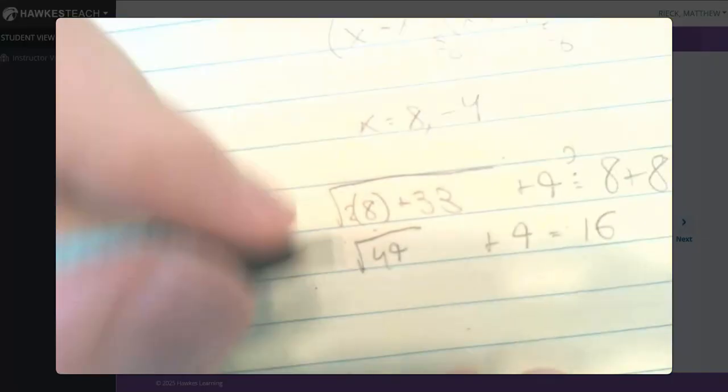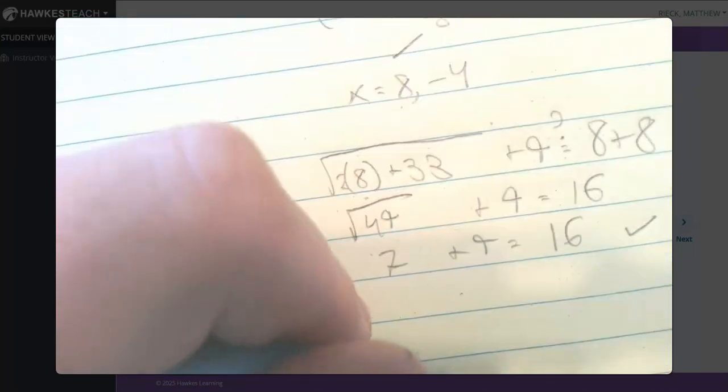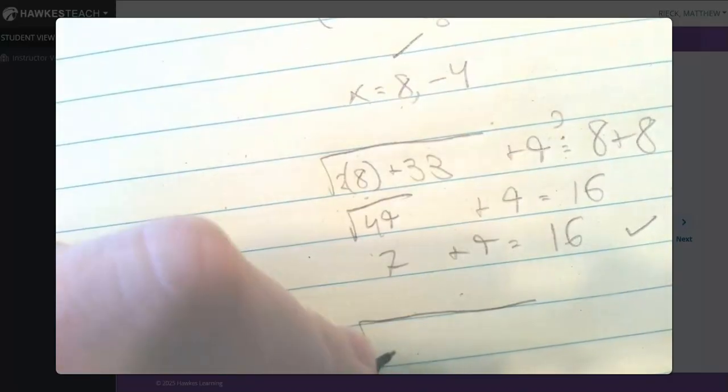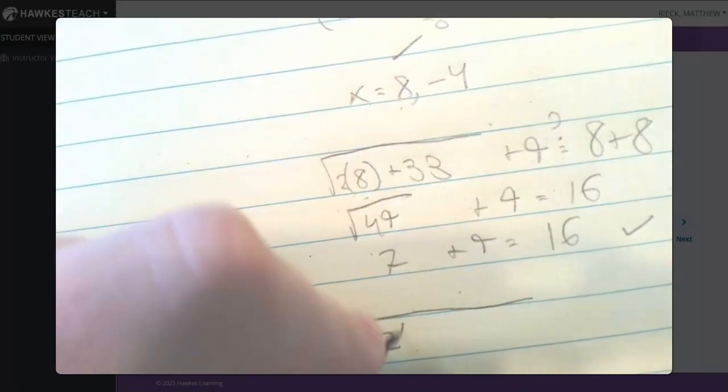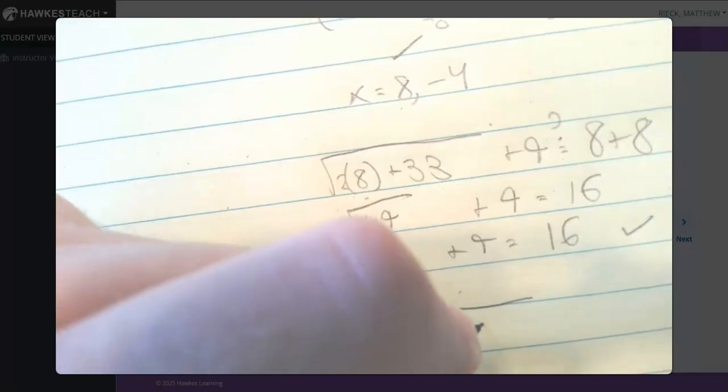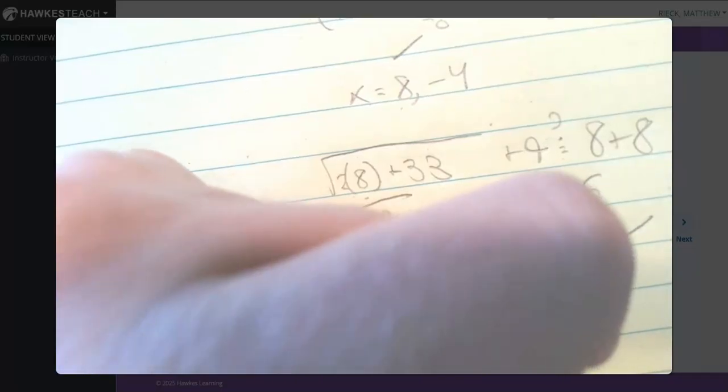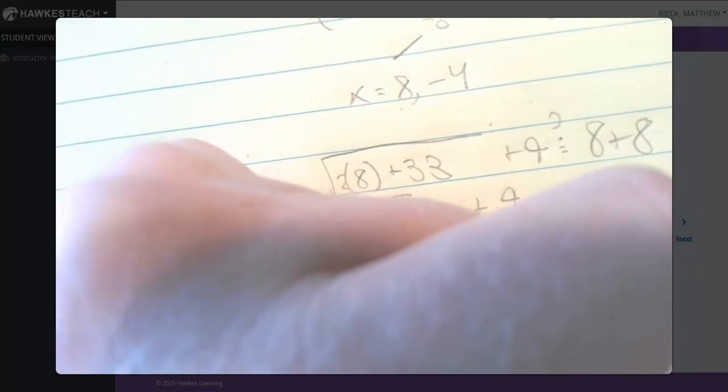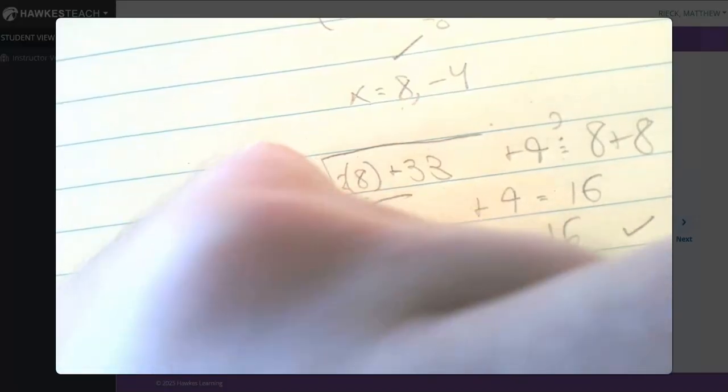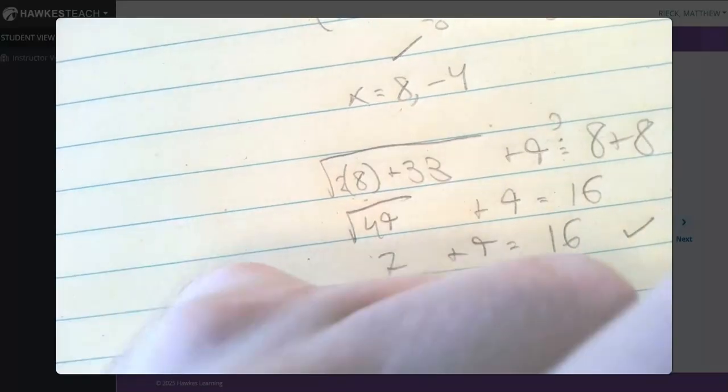The square root of 49 is 7, which 7 plus 9 does equal 16. So x equals 8 works. All right, so then we just got to check for -4 here. So you have 2 times -4 plus 33, plus 9 equals 8 plus -4. Or I guess -4 plus 8, sorry.